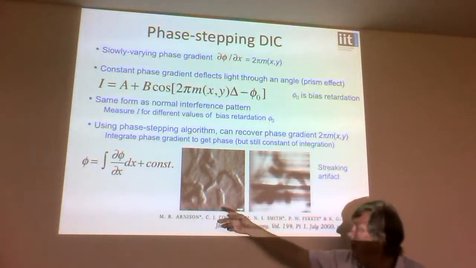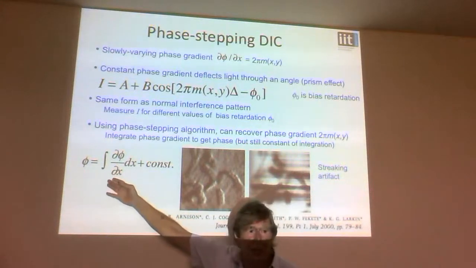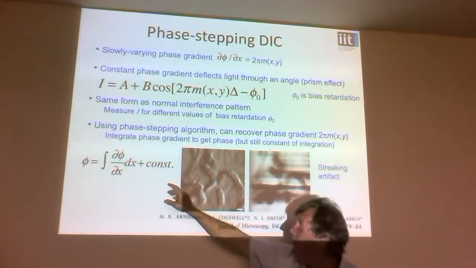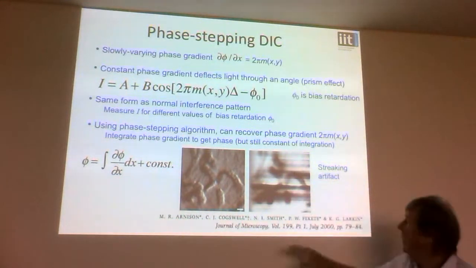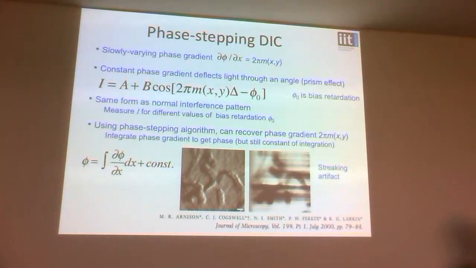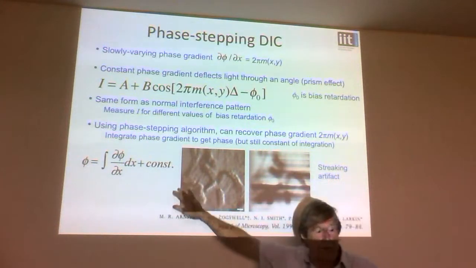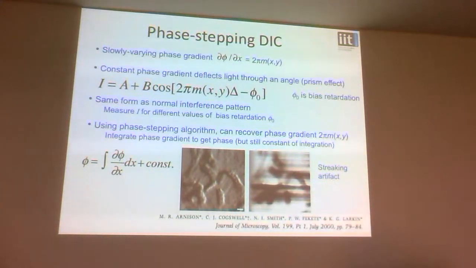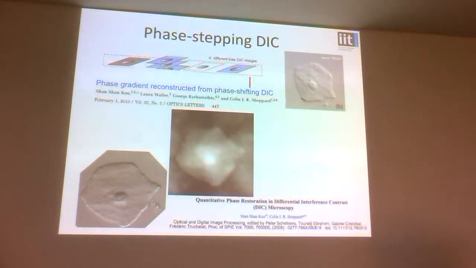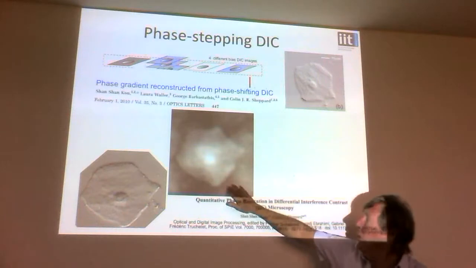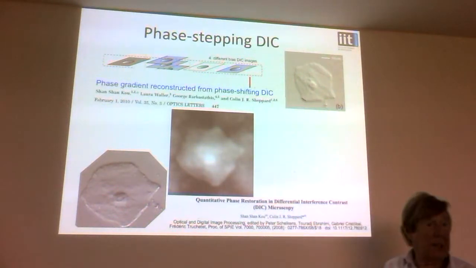And I mentioned before that if you try integrating that, you have a problem because of this constant of integration. This is what you get. Horrible image, lots of streaking, which is caused by the fact you don't know what this constant of integration is. So just like before, we use that same algorithm to calculate what the phase is from d phi dx and d phi dy.